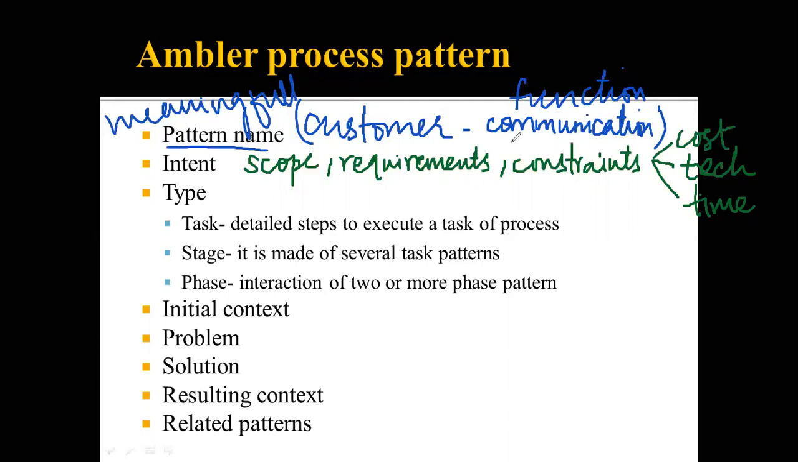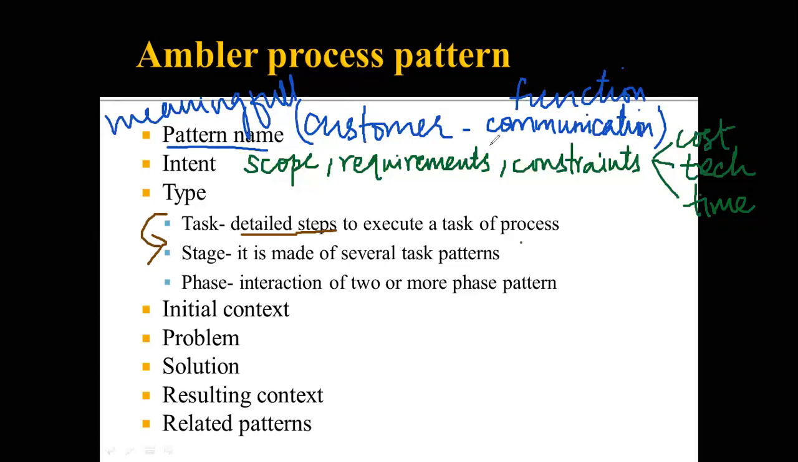Whereas coming on to the type, within this type, there are three different types. You've got task pattern, stage pattern, and phase pattern. Now, task is detailed steps of whatever task that you're performing within the process. You need in detail, step by step, what you're doing. That is task pattern. Whereas in stage pattern, many tasks will be combined and they are going to form one stage.